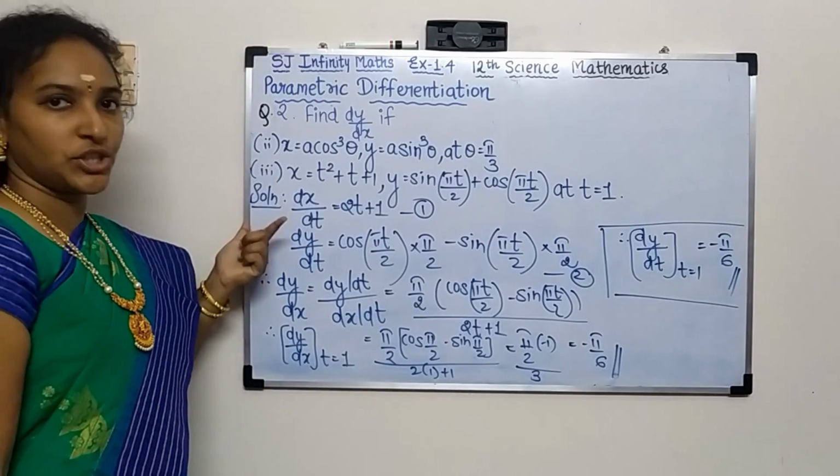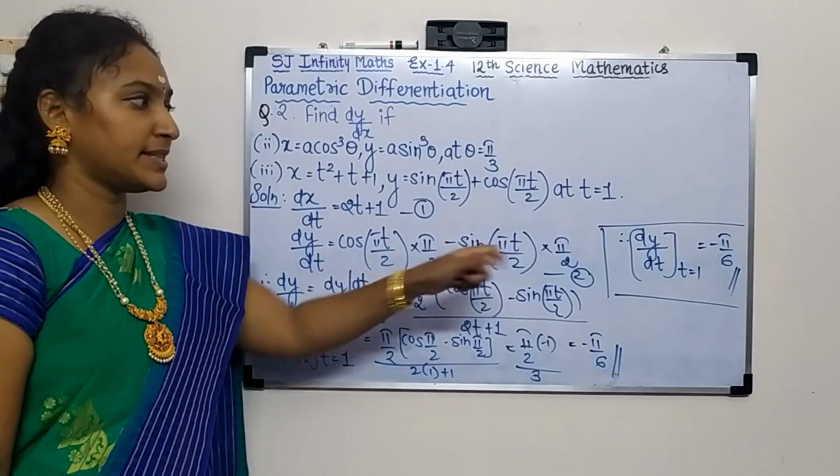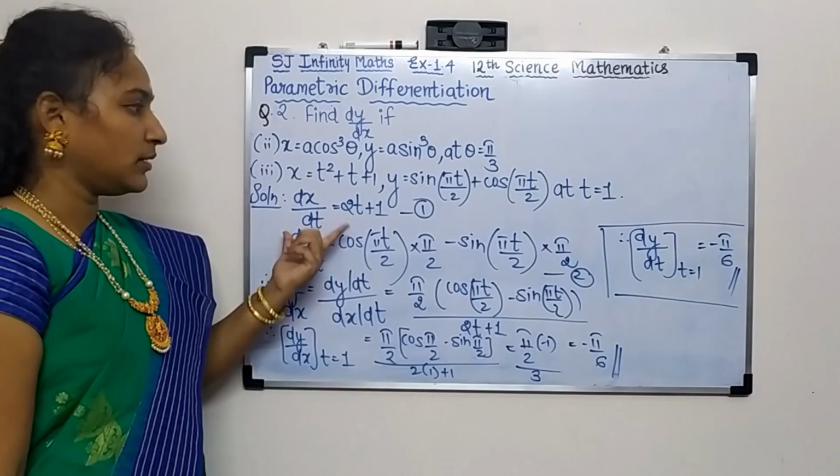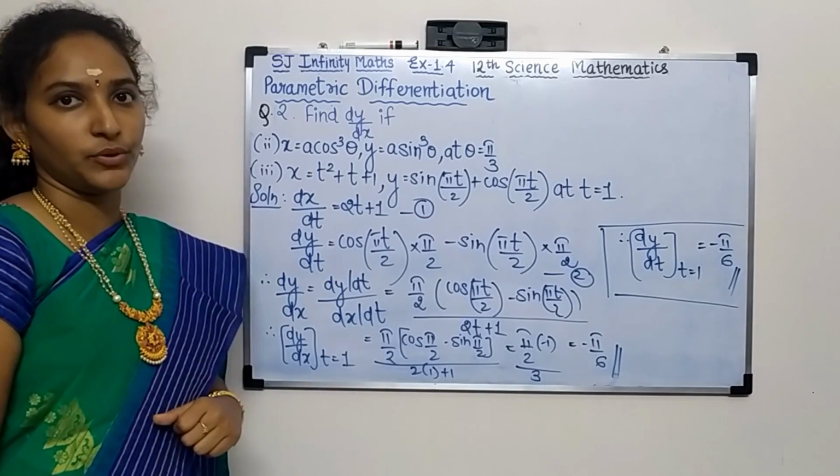So the answer for question number 3 is dy by dt is equal to minus pi by 6 at t equal to 1. Hope it is easy and clear. Now we can move on to our question number 4.